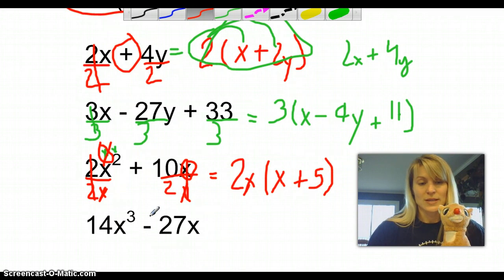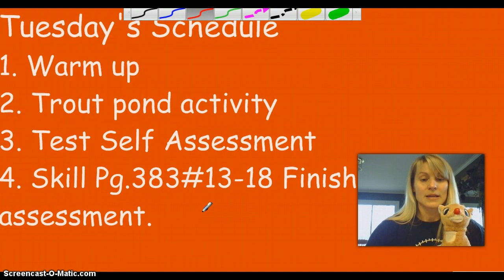All right, so I'd like you to try this one on your skills page again. So you need to take this, find what will go into 14 and 27, and see if you have any x's that you can put in there too, and come up with the answer. So you have those 2 problems tonight. Then you need to complete 13 through 18 on this page 383. And if you did not complete your test self-assessment, you need to do that as well tonight too.